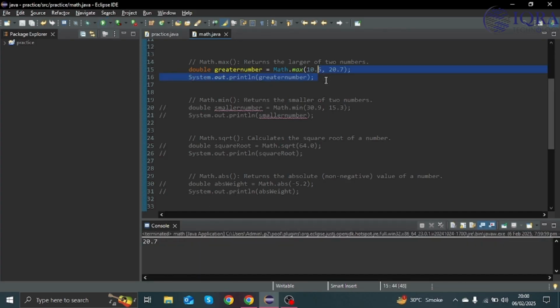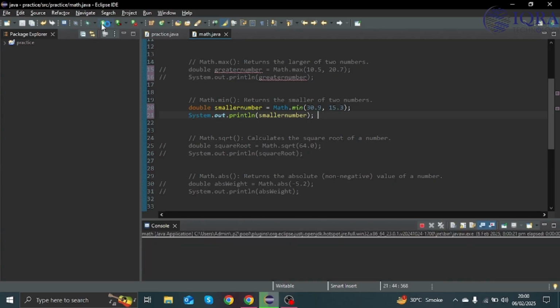Okay, and we have Math.min, which is just the opposite of Math.max, which gives the smallest value. So here we have 30.9 and we have 15.3. So as we know 15.3 is smaller than 30.9, so it will result in 15.3 as an output. So let's run this and see. See, we got 15.3 as our output.